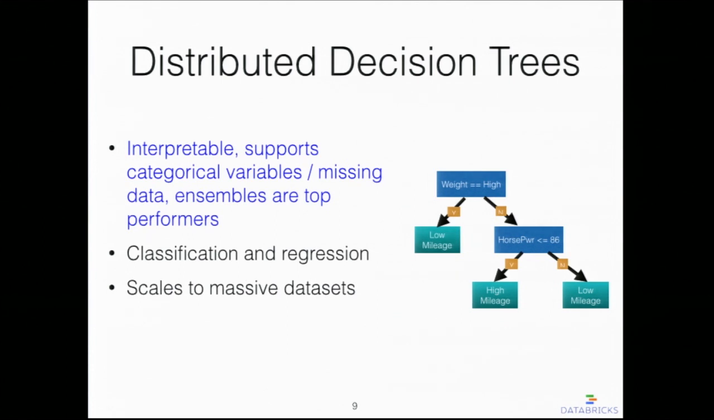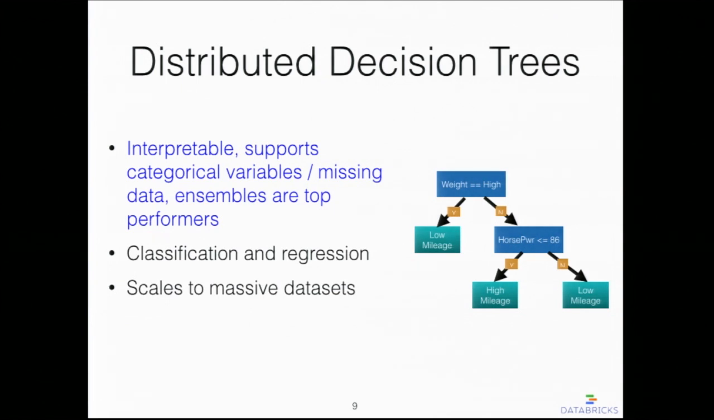When we started talking about MLlib, even last fall, the thing that we kept getting asked about was decision trees and ensembles of decision trees. These are very popular in practice. They're interpretable. They support categorical variables and missing data. And, as you probably know, ensembles of these, random forests or boosting, are top performers in practice. They're also very robust and kind of easy to use. So people really wanted these.